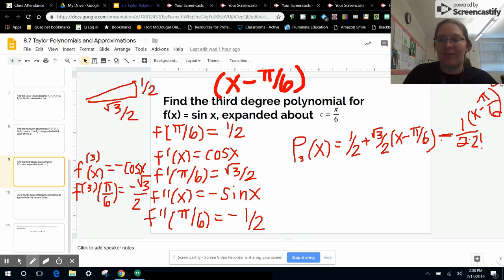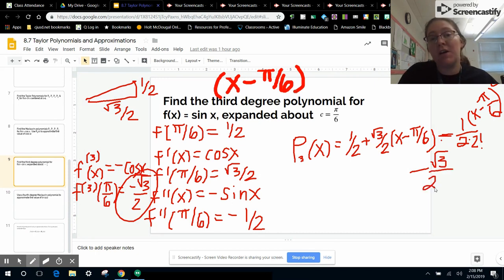I didn't give myself enough room, so I'll just continue on another row. Now it would not be plus because the third one is negative as well. So I get negative root 3 over 2, and this should be over 3 factorial, but I'll put that in the denominator, times x minus pi over 6 cubed. And there's my third degree polynomial.